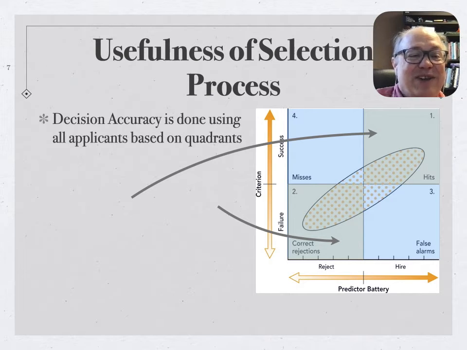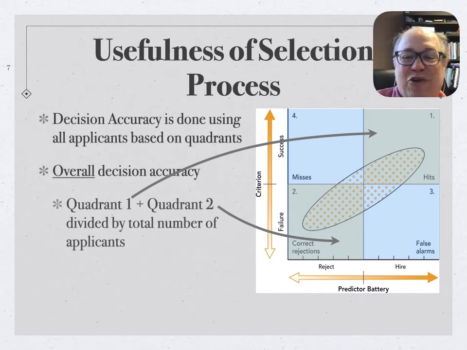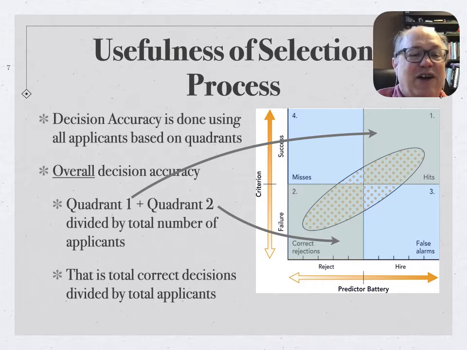Decision accuracy can also be done by taking care of all applicants in the process. This is an overall decision accuracy. That is quadrant 1 plus quadrant 2. These are all of our correct decisions. The people we hired, we should have hired, they worked out, and the people we avoided hiring, it's good we avoided hiring them. That is the total correct decisions divided by total applicants. And so of all four quadrants, quadrant 1 plus quadrant 2 divided by all four quadrants, which is the total number of applicants. And that enables us to get a sense of what our overall decision accuracy is.